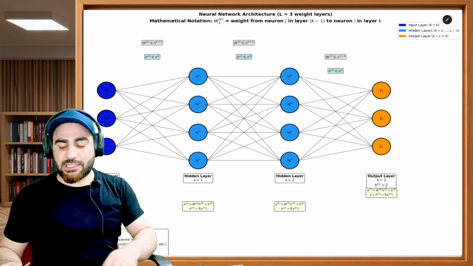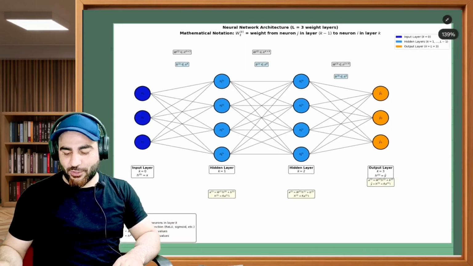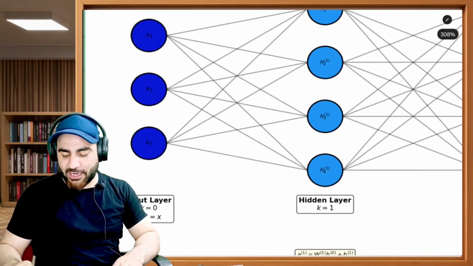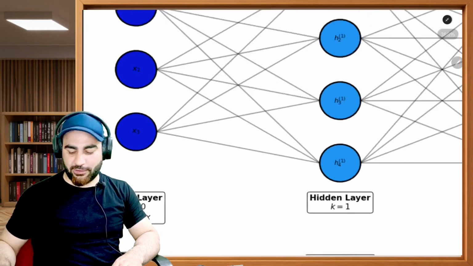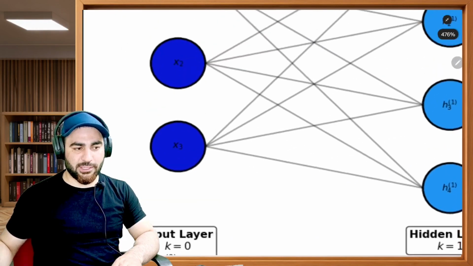This lecture will start with a revision of these notations. If you see all of this, this is my input layer, where k is equal to 0 and the layer number is 0, and this is denoted by h0, that is this x, if you can see over here. If I zoom in a bit, you can see it. So this is my input layer.